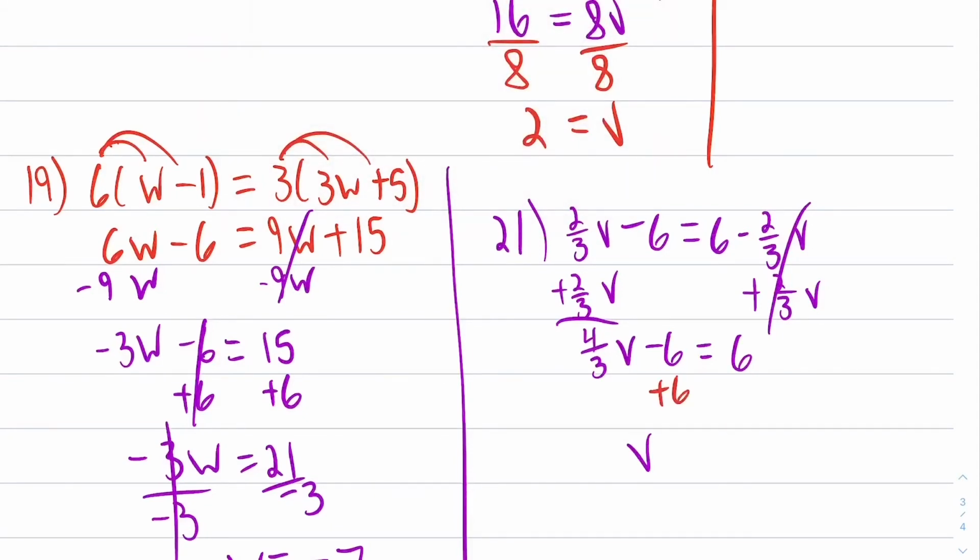Let's add 6. So that way this one moves to the right. The left 6 moves to the right. So we have 4/3 v equals 6 plus 6 makes 12.